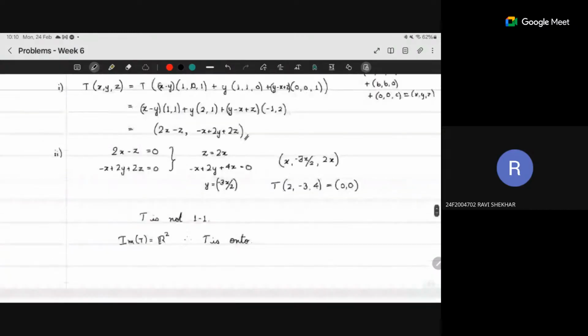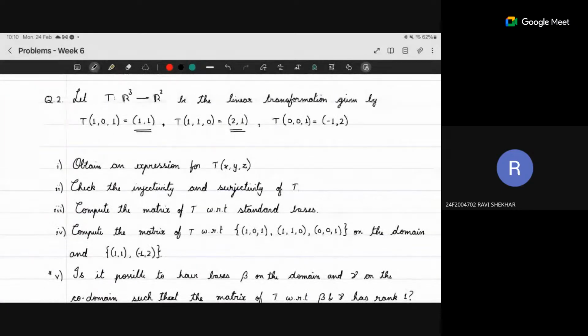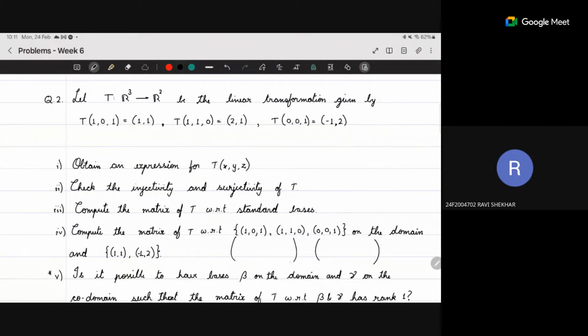Now this fourth part asks to compute the matrix of T with respect to this basis on the domain and 1, 1, minus 1, 2 on the codomain. So in this question, you have to find the coefficients with regards to these, but notice that T of 1, 0, 1 is already given to you. That is 1, 1. But what is 1, 1 in this basis? It is part of the basis, right? So I'll just write it over here. It is 1 times this and 0 times the other one.